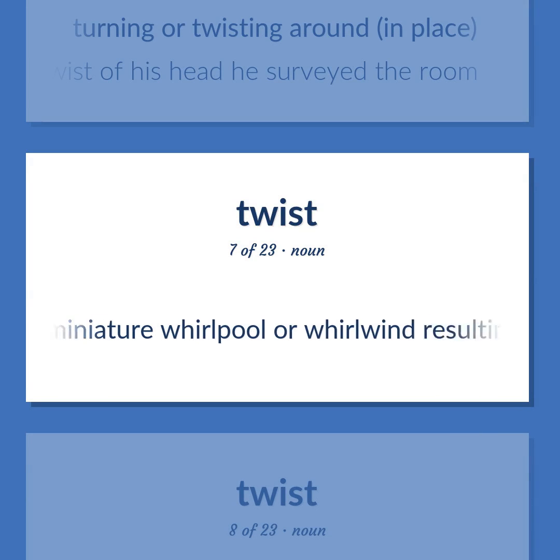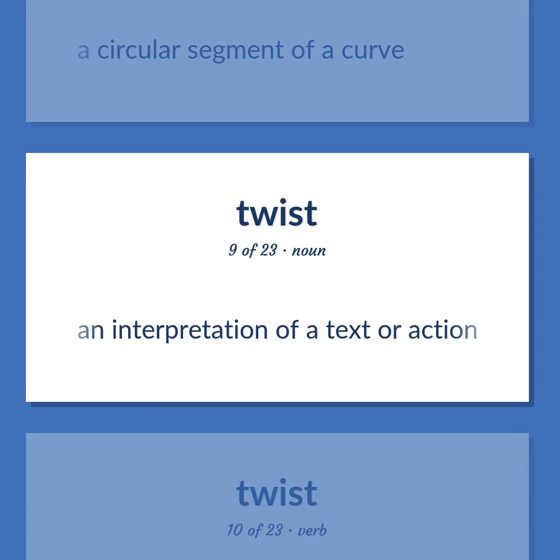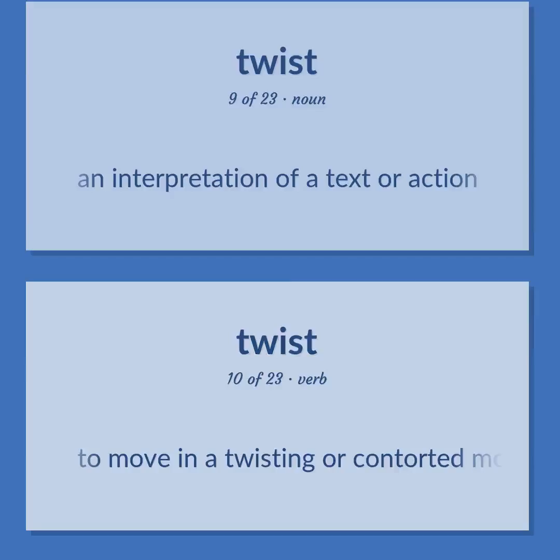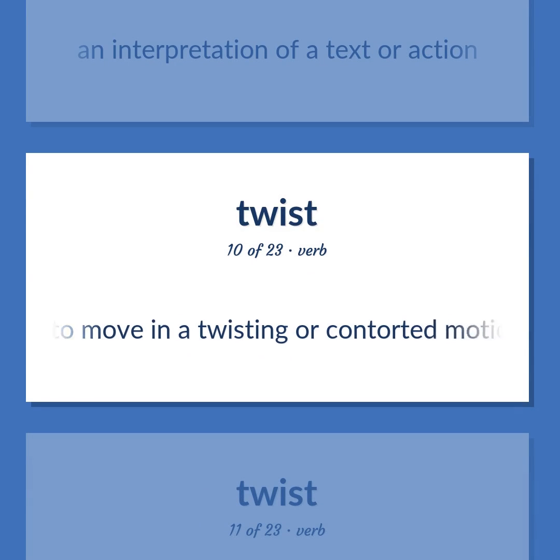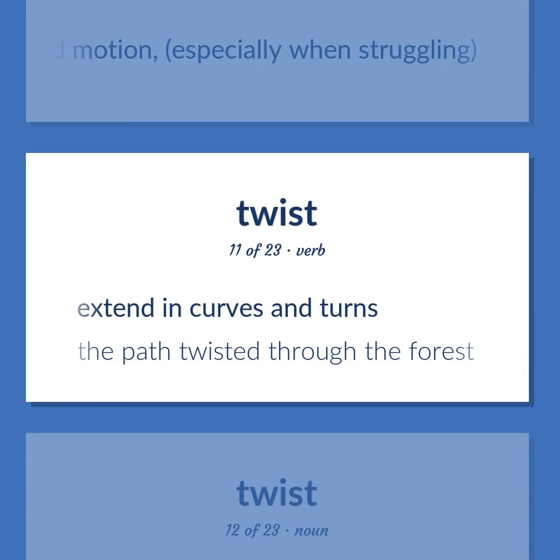A miniature whirlpool or whirlwind resulting when the current of a fluid doubles back on itself. A circular segment of a curve. An interpretation of a text or action. To move in a twisting or contorted motion, especially when struggling. Extend in curves and turns. The path twisted through the forest.